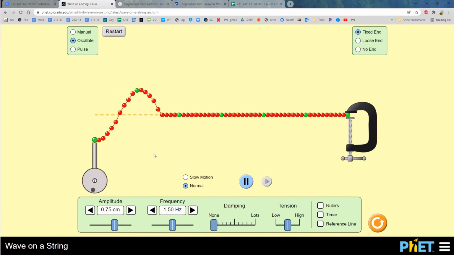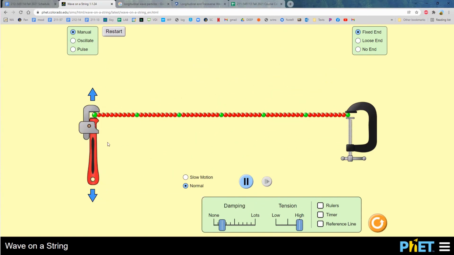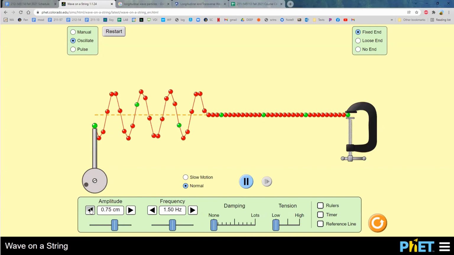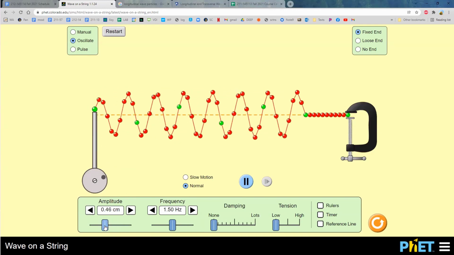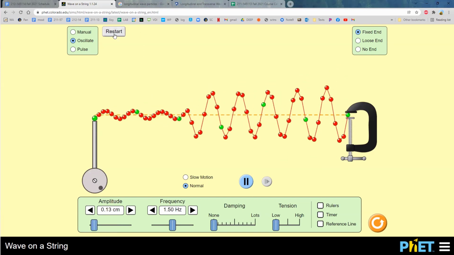Let me restart this again. Let's lower the amplitude. So no damping. Let's look at what happens with low tension. Low tension means not a very tightly pulled string. Low tension, no damping, oscillate, and let's reduce the amplitude. So you're looking at wave velocity. You can actually see wave velocity here. Let me restart it. Ready, go.